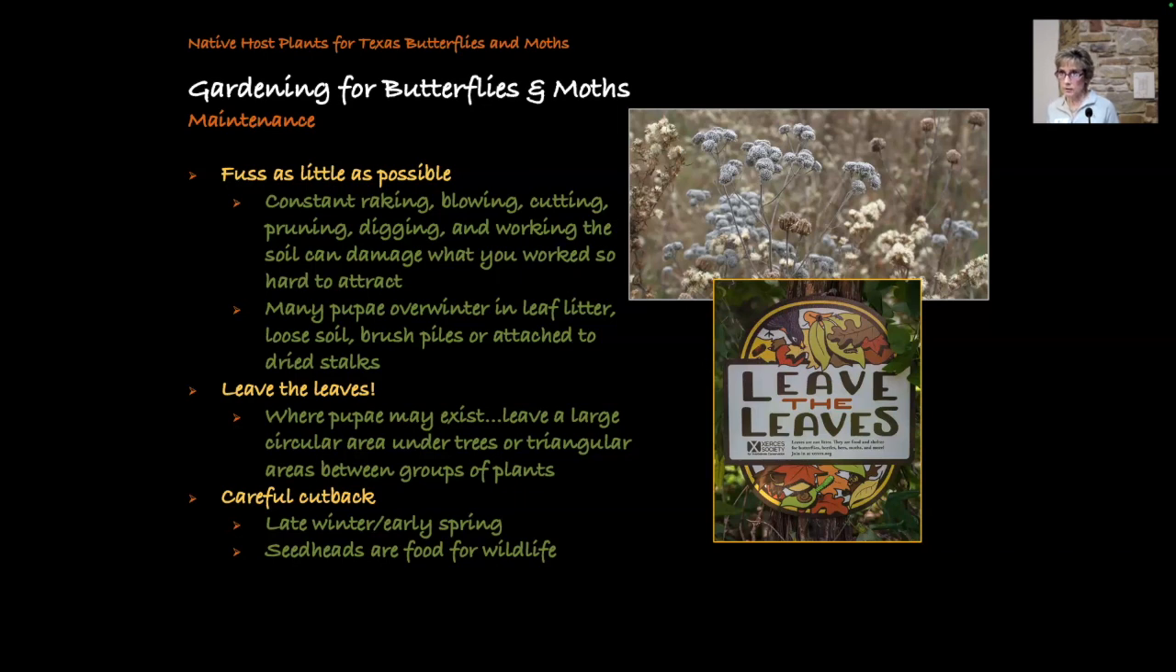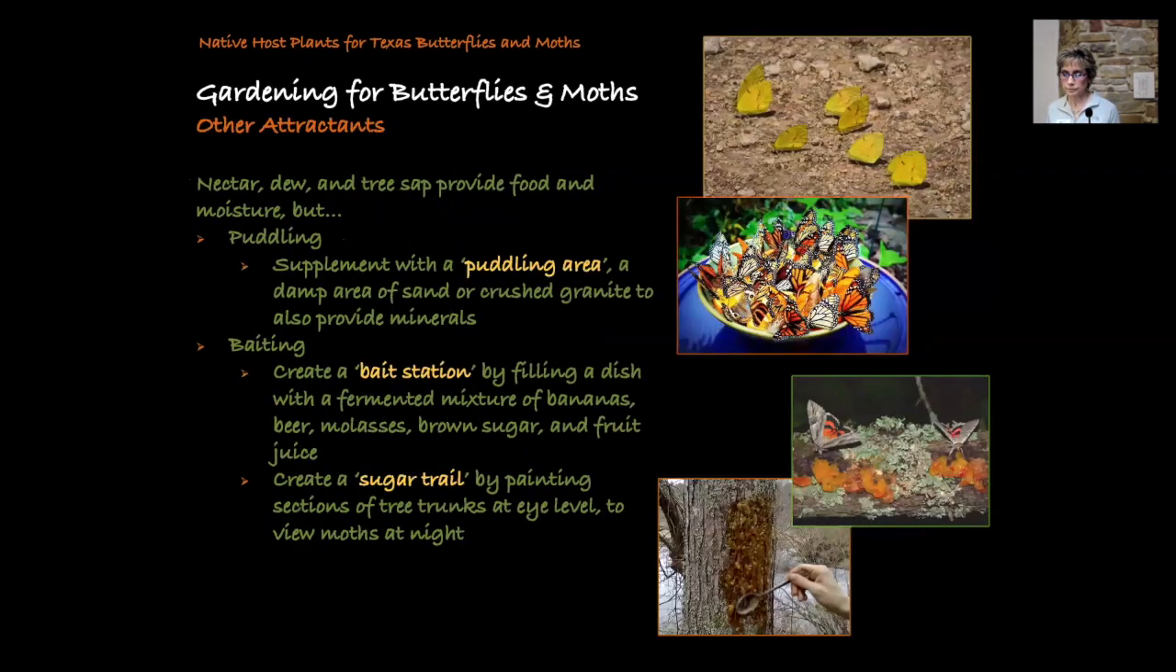And you can also use plants like frostweed or coneflowers and cut the stems about 8–10 inches from the ground, because if they're hollow, solitary bees can use them as nesting sites. So don't cut anything all the way back, and certainly don't cut them back before the last freeze of the season. Now, things like tree sap and dew and nectar actually provide moisture for butterflies and moths, but you can also supplement that through a couple of different ways.